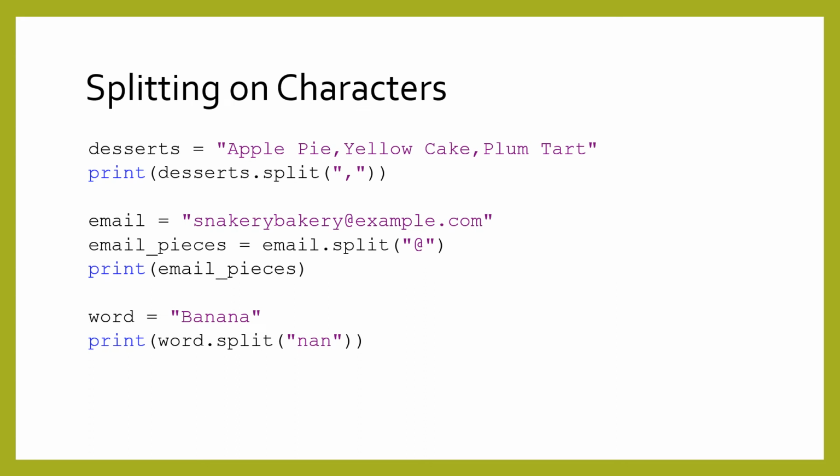If you do not pass anything to split, then it splits on any kind of whitespace: spaces, tabs, new lines. Sometimes, we want to split on other characters. You can pass a string as an argument to split on a different character. In this example, we split on a comma, at symbol, at, and the string nan.